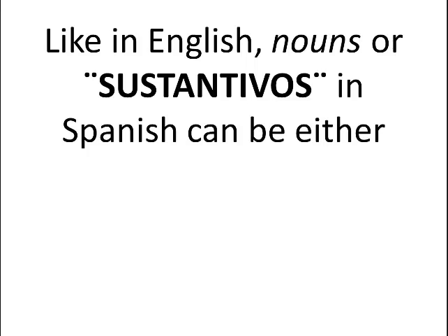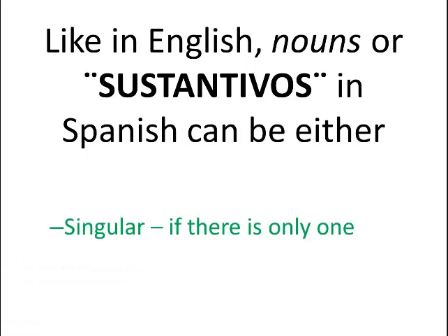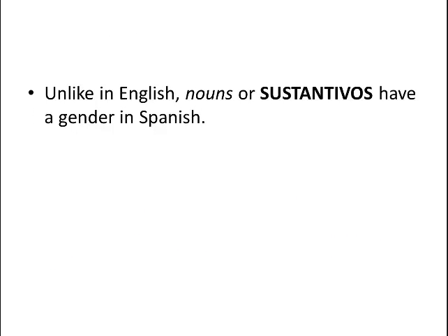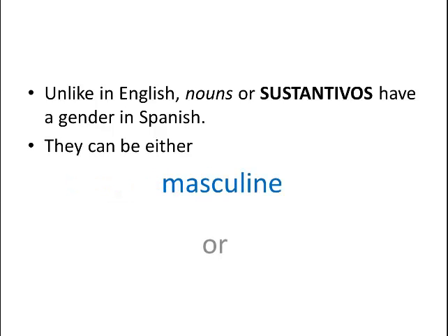So nouns in Spanish and in English. Like in English, nouns, or sustantivos in Spanish, can either be singular if there's only one, or they can be plural if there are two or more. Now, unlike in English, nouns or sustantivos in Spanish have a gender. They can either be masculine or they can be feminine. And this is the biggest difference between nouns in Spanish and in English. They're alike because they can both be plural. They are unlike each other because in Spanish, nouns are either masculine or feminine. It's very important to take that into consideration.